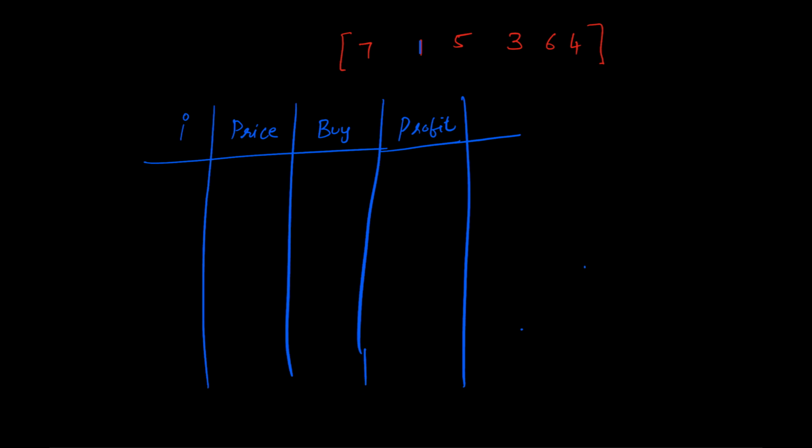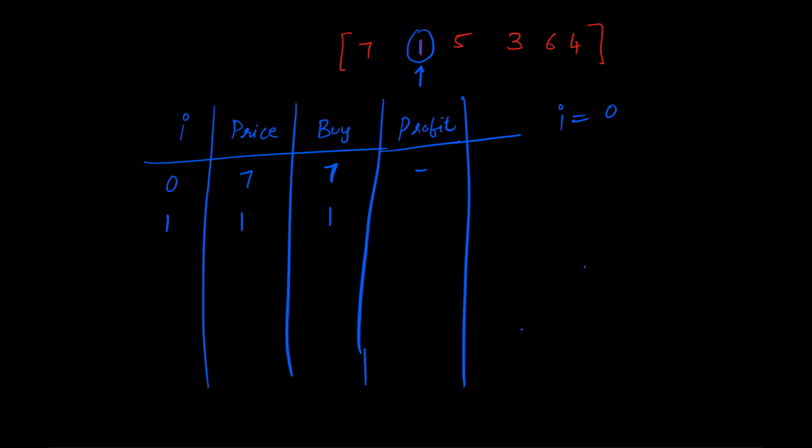To start off, we'll buy the stock on day 0 so that we have something to compare the stock price against. So i will be 0, the price of the stock on day 0 is 7, the buy will be 7 and profit will be 0 by default. Incrementing my pointer to 1, the price is 1. Between the previous minimum buy and the current stock price, it makes sense to buy it for 1 rather than 7. So we'll replace 7 by 1 in column number 3.